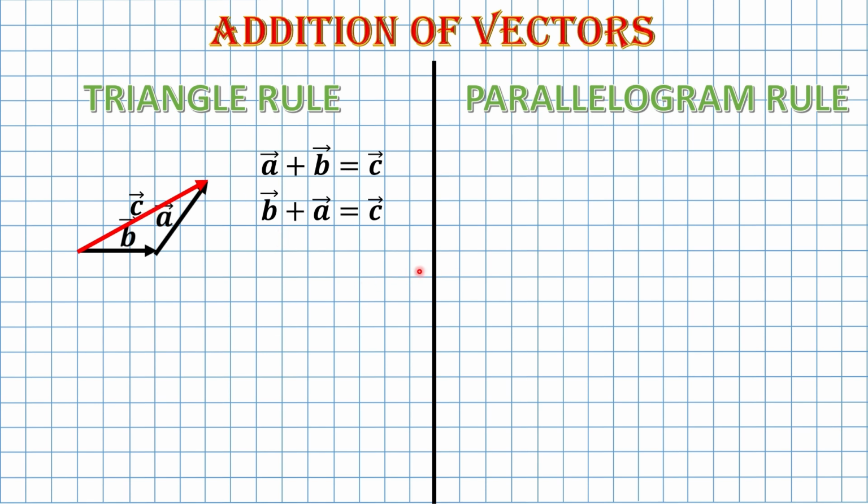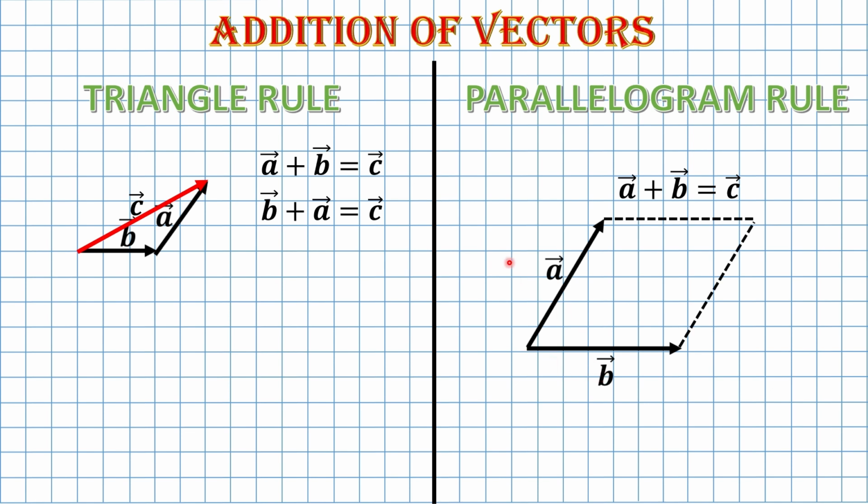Now let's talk about the parallelogram rule. In the parallelogram rule, if we want to sum these two vectors, we need to connect the beginning points of two vectors. As you remember, in the triangle rule, we connected the end point of one vector to the beginning point of another vector. But in this case, we connect the beginning points of two vectors, like this. And now all we need to do is to draw a parallelogram, like this. And the sum of these two vectors will be this vector, vector C.